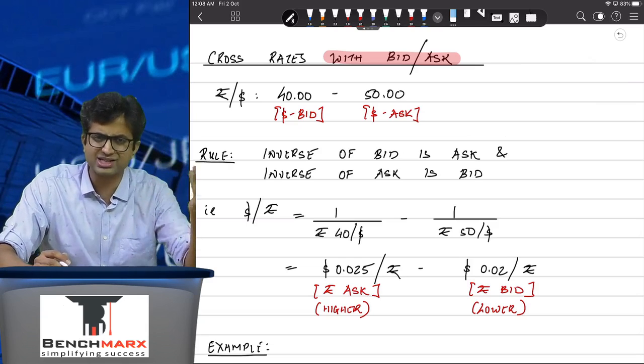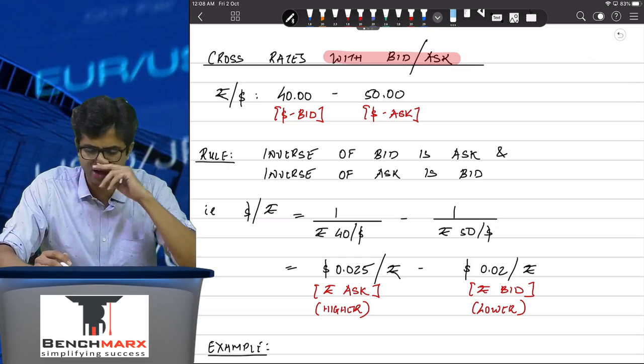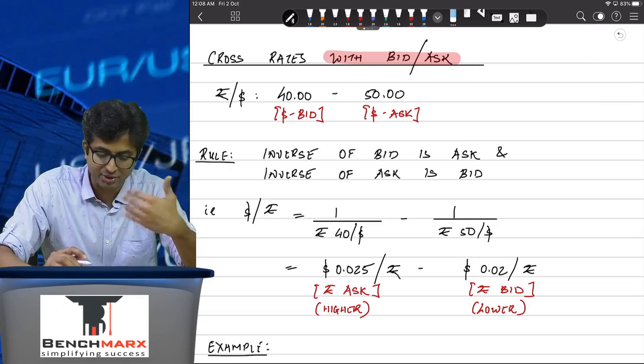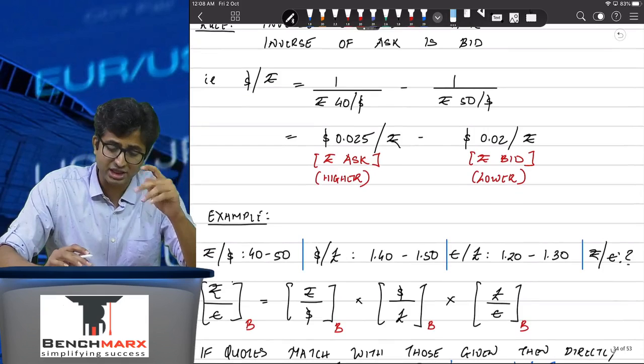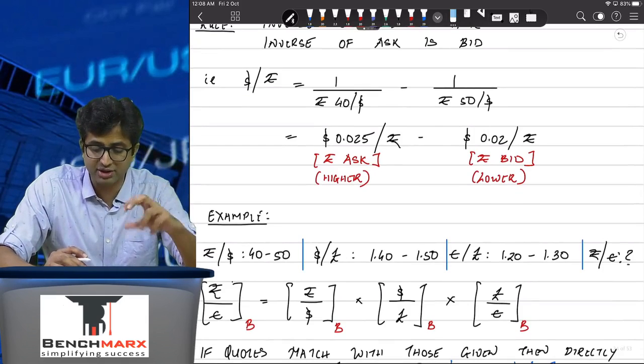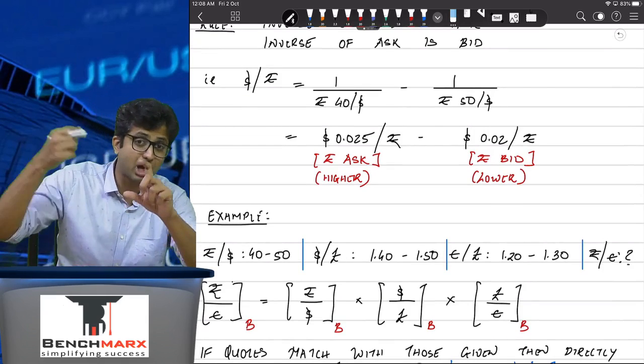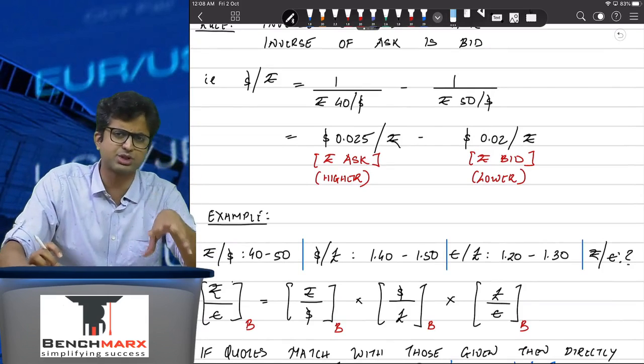That is the dollar. Base currency is a dollar, so that is a dollar bid and dollar ask. If I take the inverse, we have given the rule that the inverse of the bid is going to give you the ask and the other way around. If I take the inverse, I can see that the inverse of 40 is 0.025, which is actually a higher number as compared to the inverse of 50, which is 0.02.